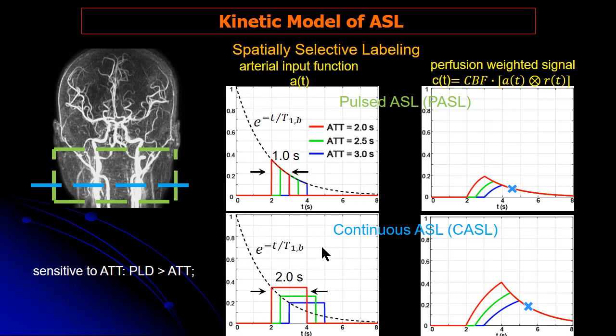And continuous ASL labels the blood through a thin slice at the carotid and the vertebral artery. And so it's a step function, and normally has a much longer bolus duration. But as we can see, the spatially selective labeling is sensitive to RTO transit time. So we have to acquire the post-labeling delay longer than the RTO transit time.